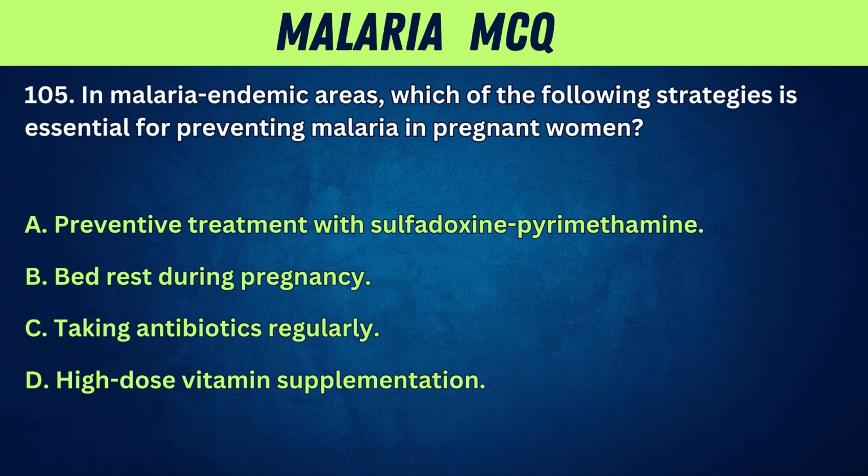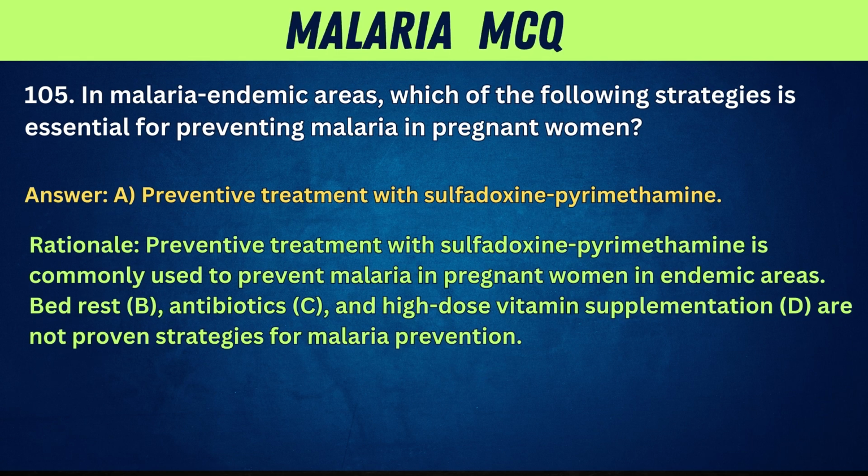105. In malaria-endemic areas, which of the following strategies is essential for preventing malaria in pregnant women? A. Preventive treatment with sulfadoxine pyrimethamine. B. Bed rest during pregnancy. C. Taking antibiotics regularly. D. High-dose vitamin supplementation. Answer: A. Preventive treatment with sulfadoxine pyrimethamine.